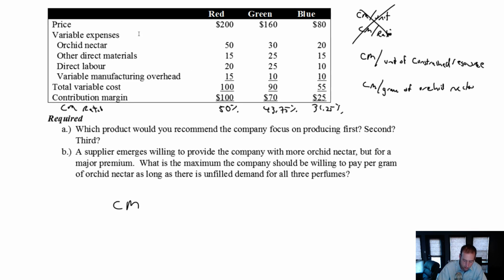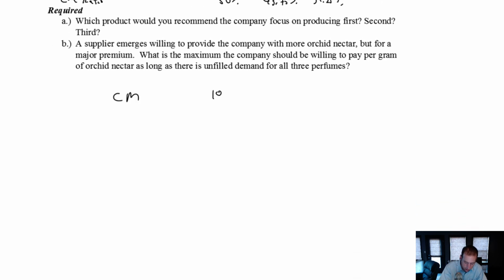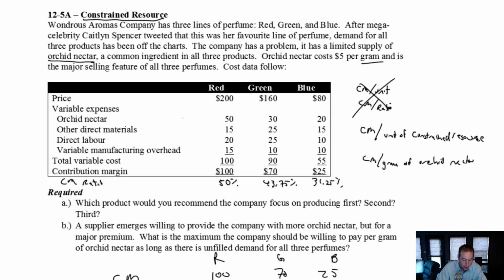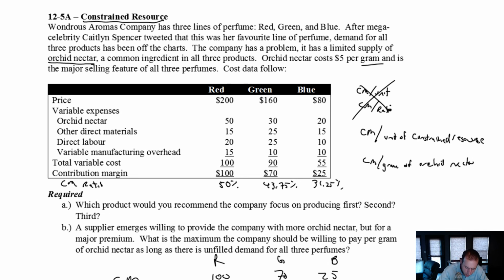So here's what we know. We know our CM for each of these. Red is 100, green 70, and blue 25, and that's RGB, red, green, blue. But what we need to figure out is the number of grams of orchid nectar, I'll just call it ON, that goes in each bottle. So we know that the orchid nectar cost going into red is $50, and we know orchid nectar costs $5 per gram.